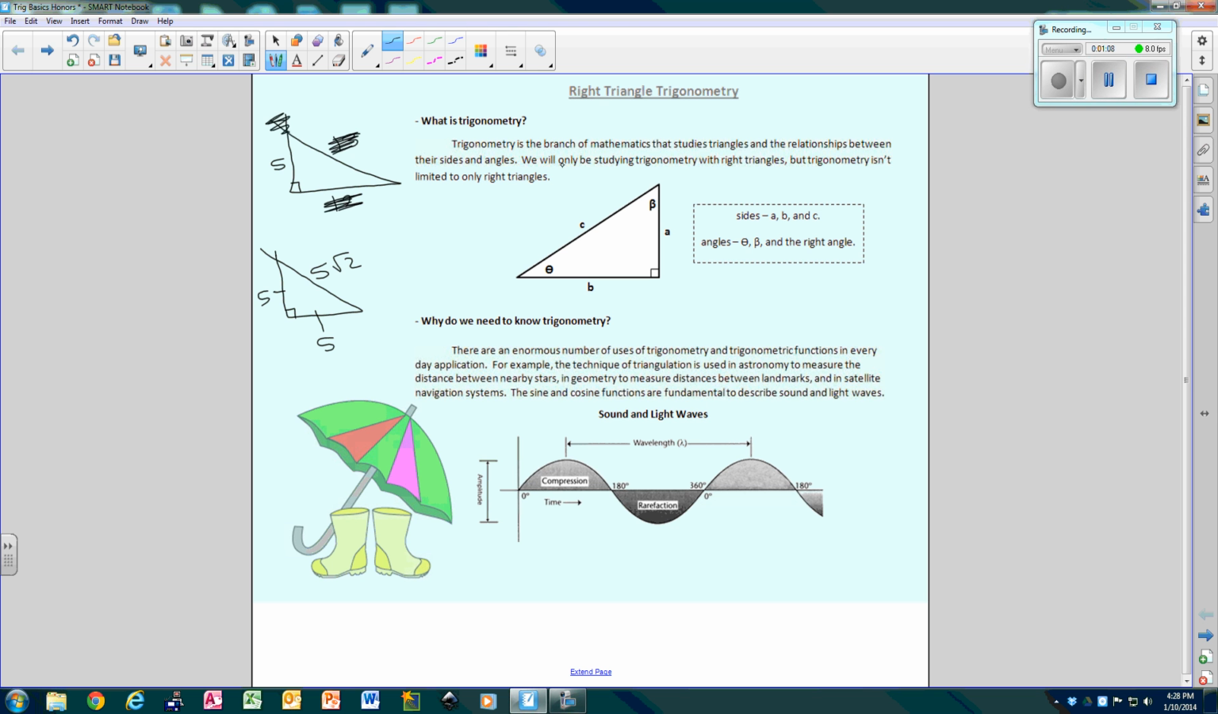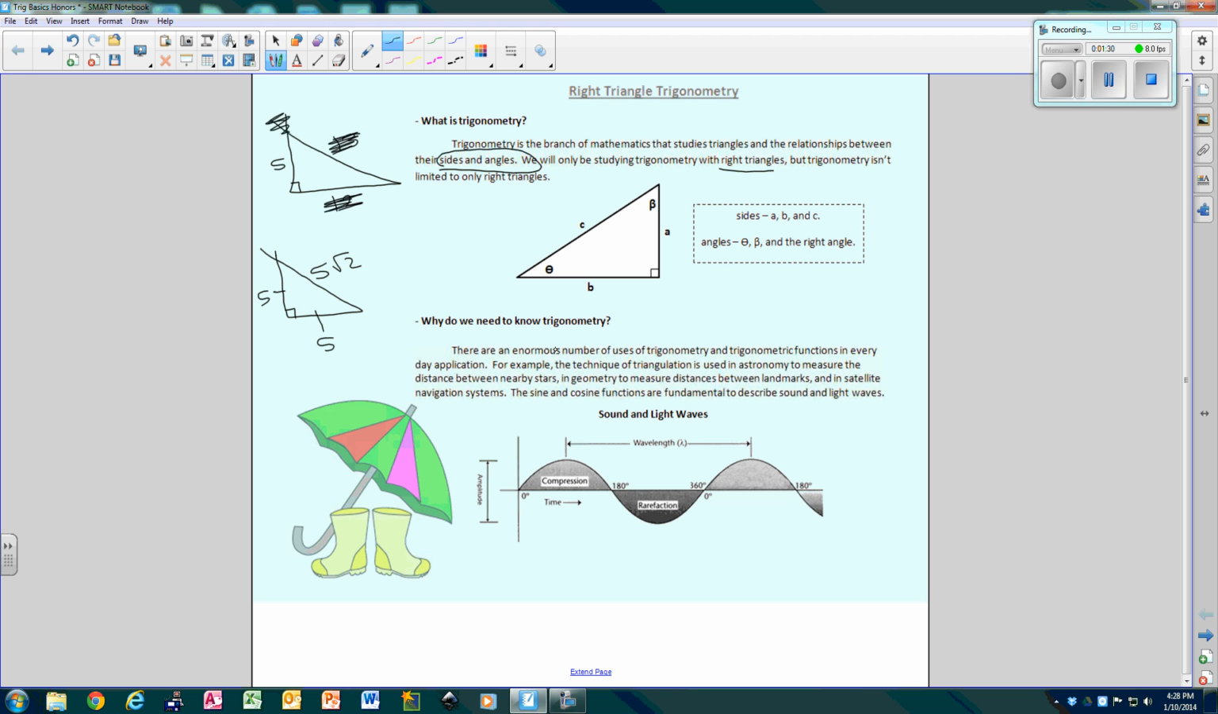It's a branch of mathematics that studies triangles and relationships between their sides and their angles. So we're going to be looking at both. We'll only be studying trig with right triangles, but trig isn't only limited to right triangles. We are going to do a little bit more with just your general triangle, but it'll be very basic.